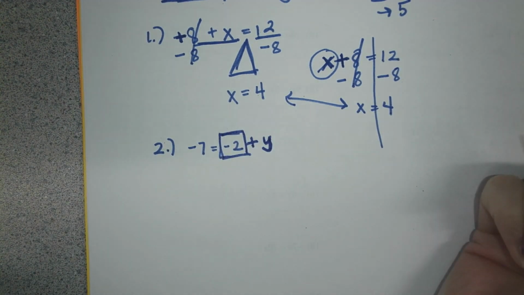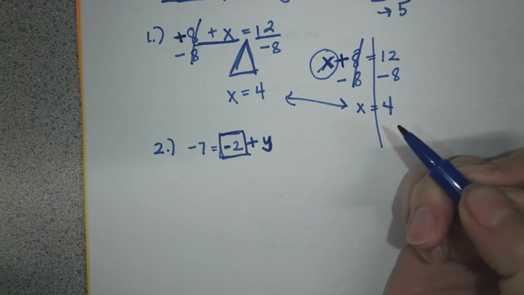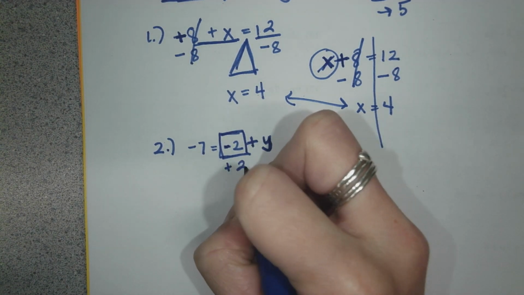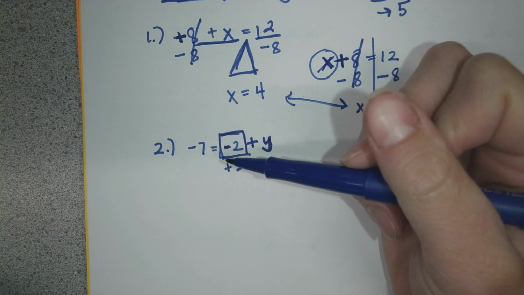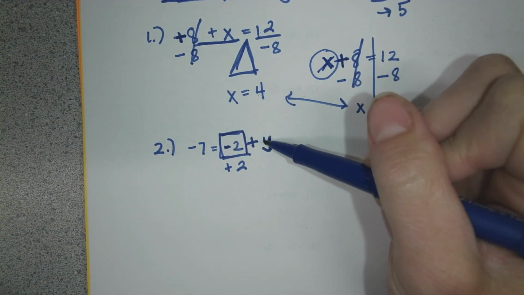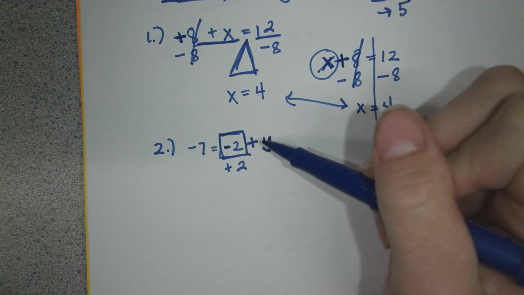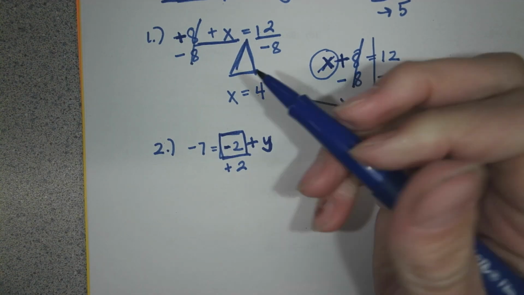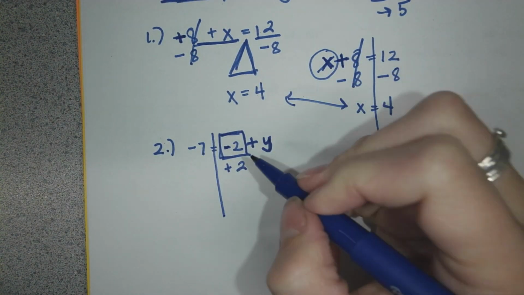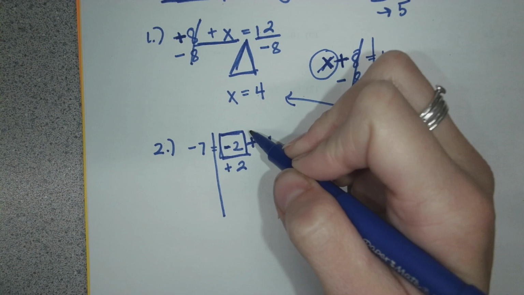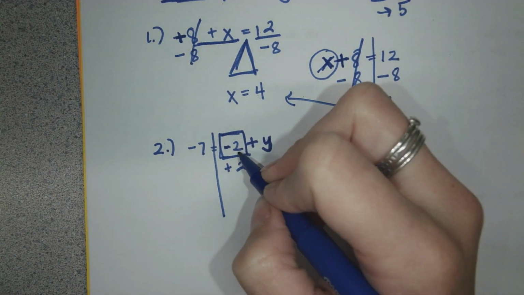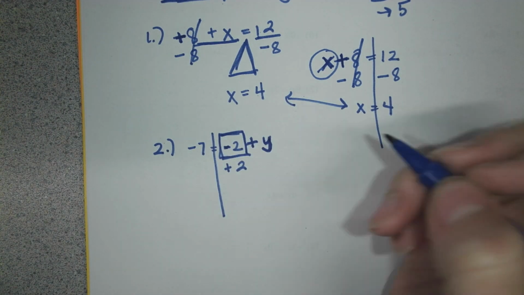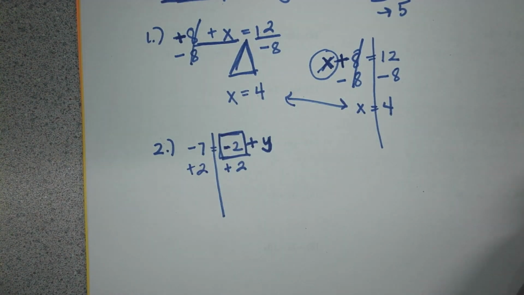So to get rid of him, to do the opposite and undo, I would need to add 2, because that gives me 0. If I subtracted, then I would have -4, which doesn't make my y any more alone. And we're trying to get the y all by itself. Okay, so we're going to add 2 on this side of the equation. It's an equation, so we have to balance. What we do on one side, we have to do to the other. So we're going to add 2 over here.